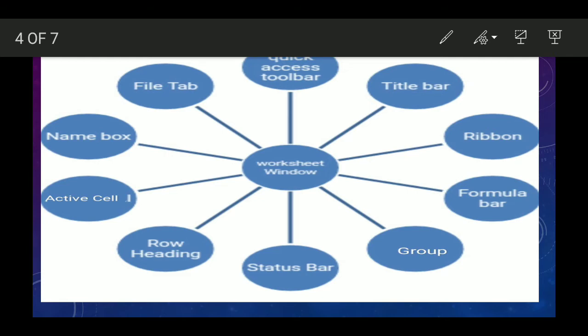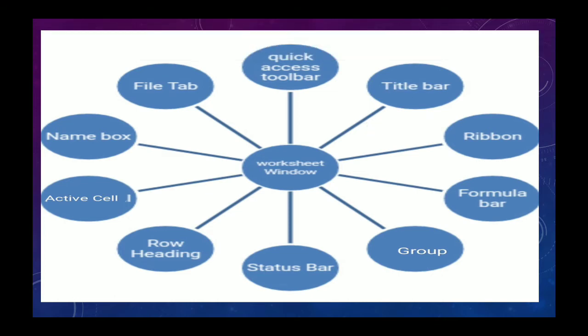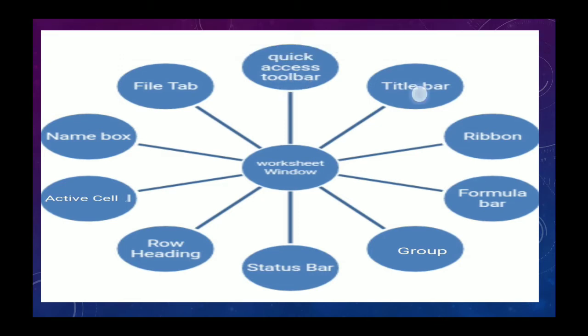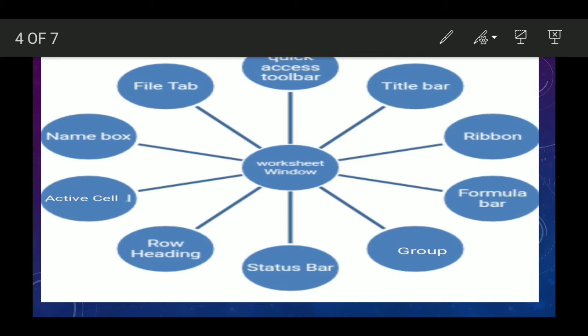You can see we have different components. For example, first you can see where the cursor is blinking, quick access toolbar, title bar, we have ribbon, we have formula bar, we have group, status bar, row heading, active cell, name box and file tab. So let's have a look at all these. You have to draw this diagram like this, and the title of this diagram is bubble chart.